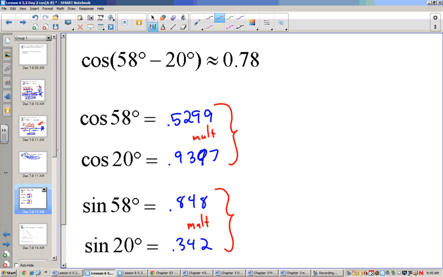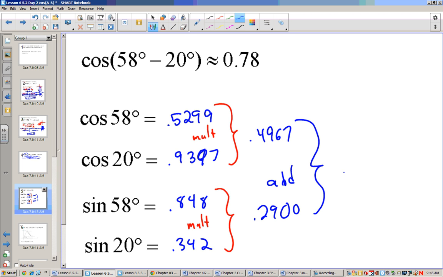So I'm going to take those values, and I have 0.4967, and down below 0.848 times 0.342, 0.290. And usually at about this time, someone says, oh, those two we can add to get 0.788. And everyone's usually pretty excited, and they're like, now what does that mean?